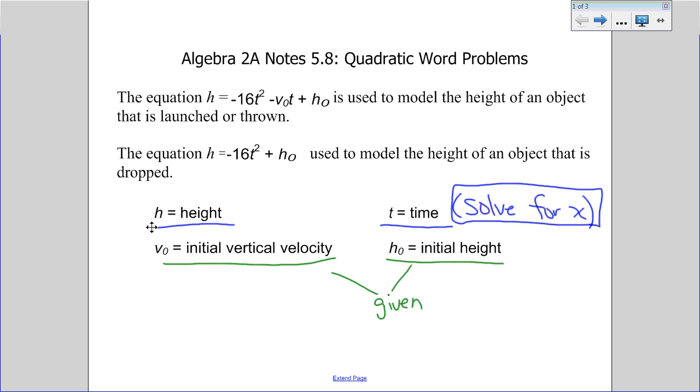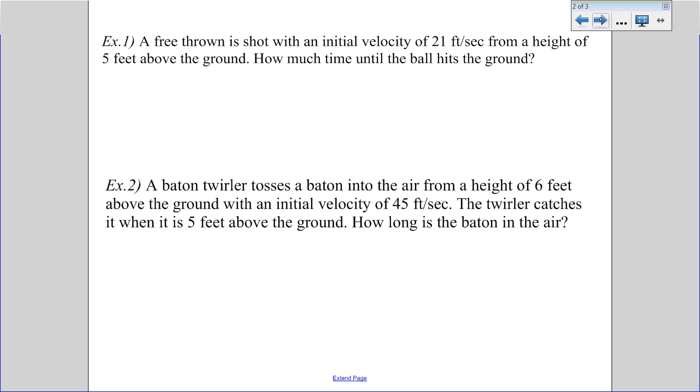And what we'll need to do is plug them into the formula to either find a specific height, so we want to know what is the height of the ball after 5 seconds, or to find at what time does it reach a specific height. All right, so let's take a look at what we're doing here. A free throw shot with an initial velocity of 21 feet per second. So as soon as I see initial velocity, I know I'm using that first formula. I've shot something. I know I'm using that first formula.